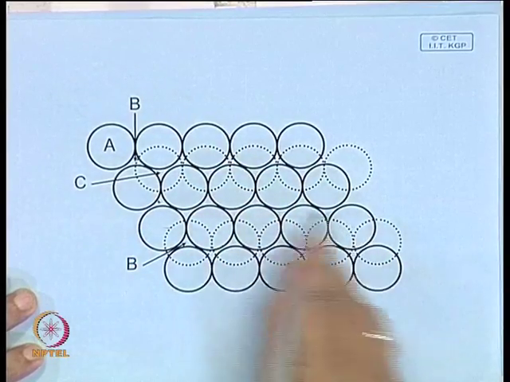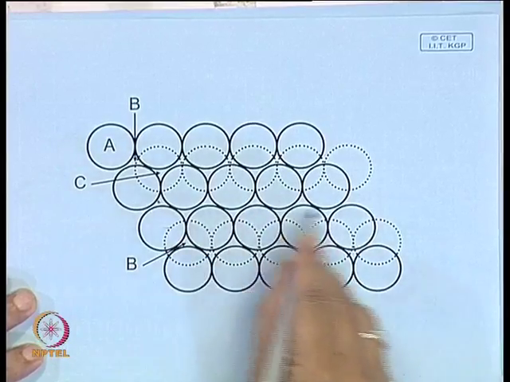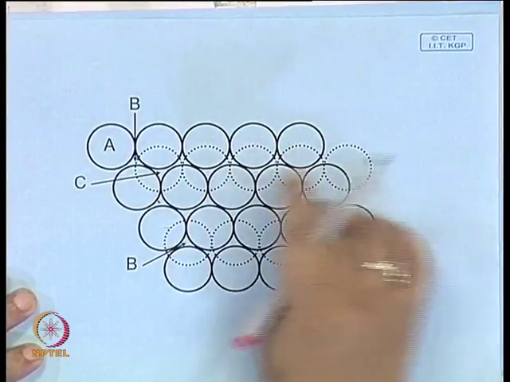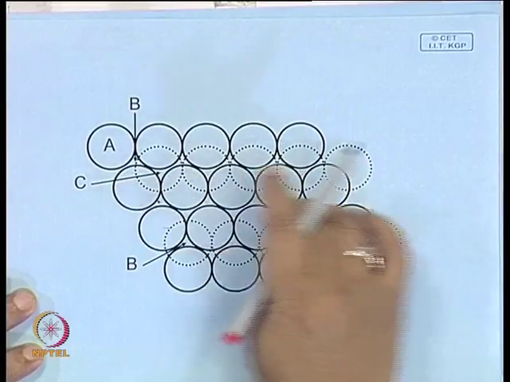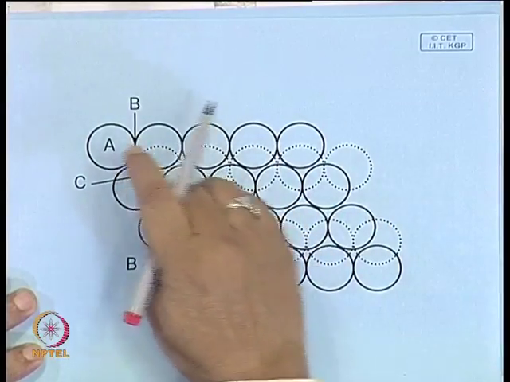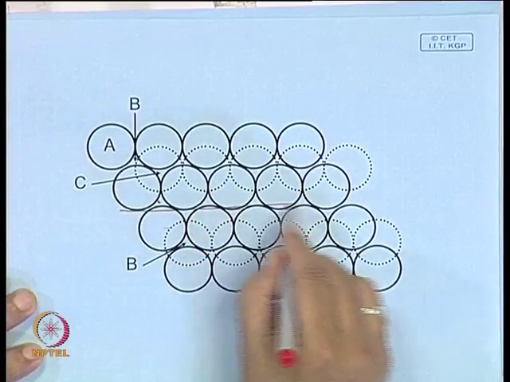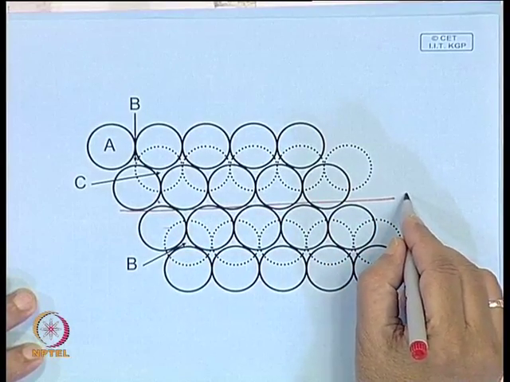A gap is created, and thus that means this is a line type of defect. A gap is created on this particular plane, and so this is a dislocation. There is a dislocation here.